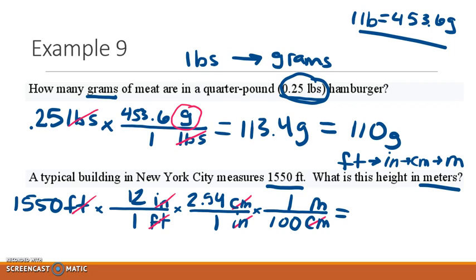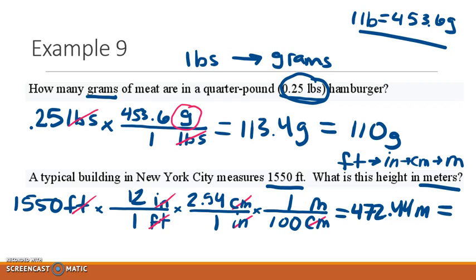So now we just go ahead and calculate through. I'm going to do 1,550 times 12 times 2.54, and then I'm going to divide that by 100. And the answer that I get, without rounding for significant figures, is 472.44 meters. But like I said, we need to account for significant figures.